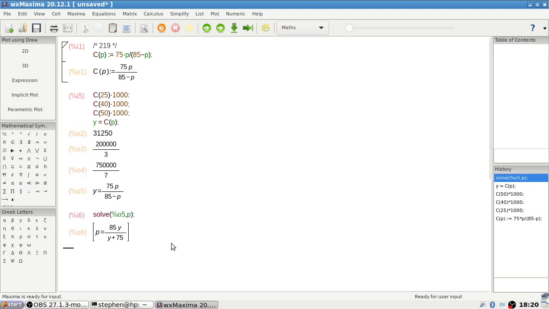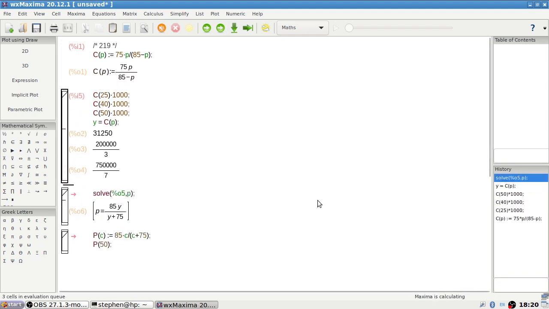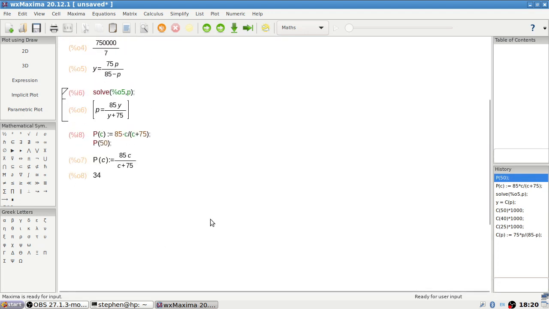Okay. And then, what did I call it? This is the pollution from the cost, which I'll call small c. And that's defined as 85 times c over (c plus 75). Then, for a cost of 50,000, it's P(50), not 50,000. Okay. 34 parts per billion. Let's check the answer.